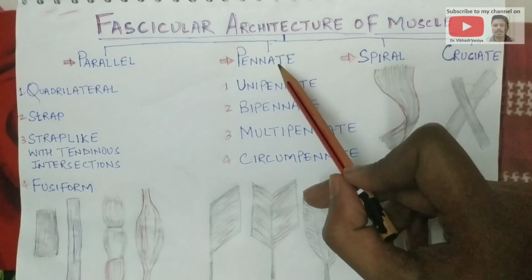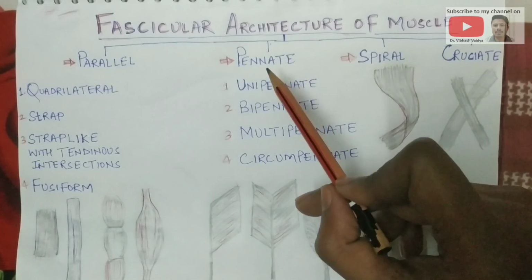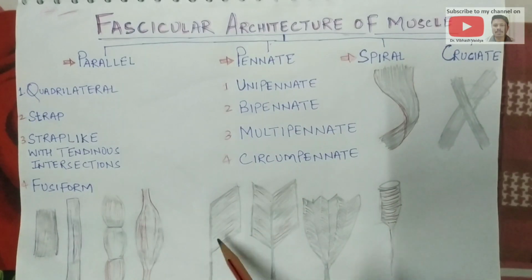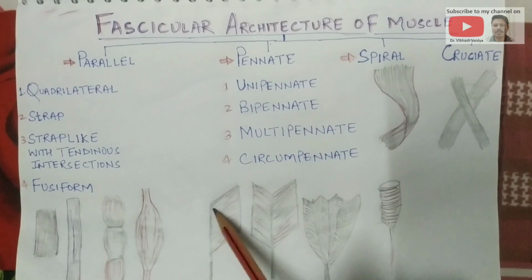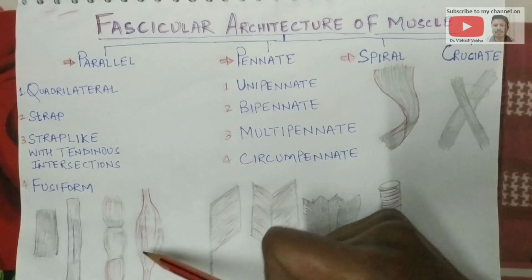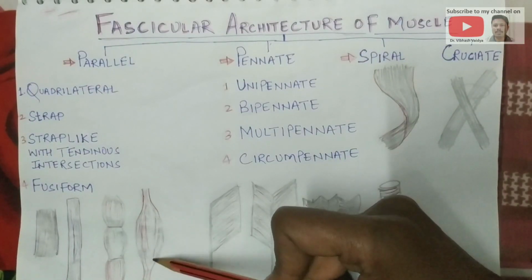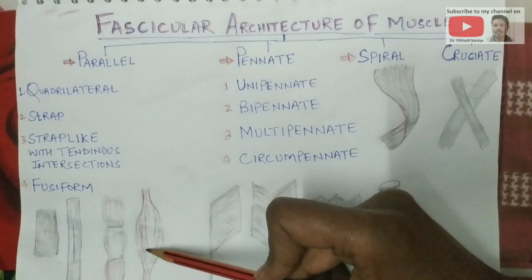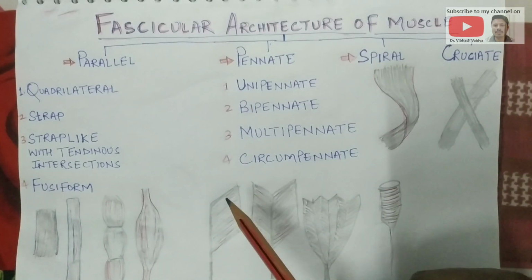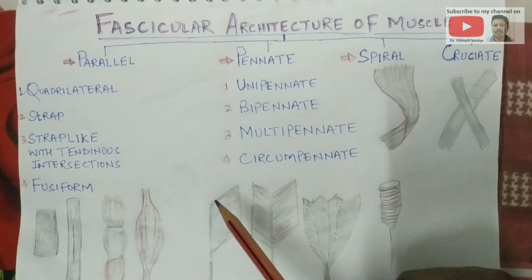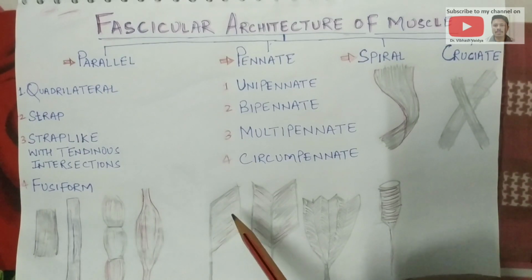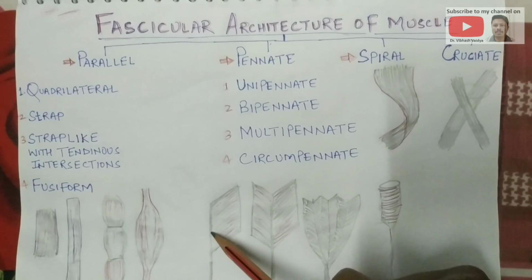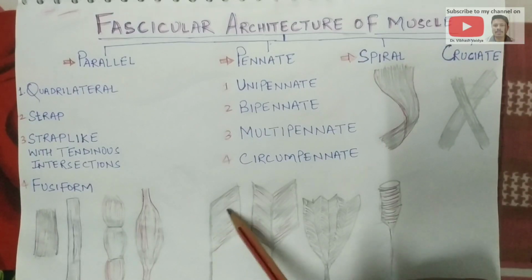In the pinnate muscles, the fleshy fibers are oblique to the line of pull. You can appreciate in this diagram that this fleshy fiber runs obliquely toward the line of pull, while in the parallel muscles the fleshy fibers run parallel to the line of pull. These pinnate muscles are attached obliquely to the tendons of insertion. Over here you can see the tendon and the oblique pinnate muscle fiber attached obliquely.